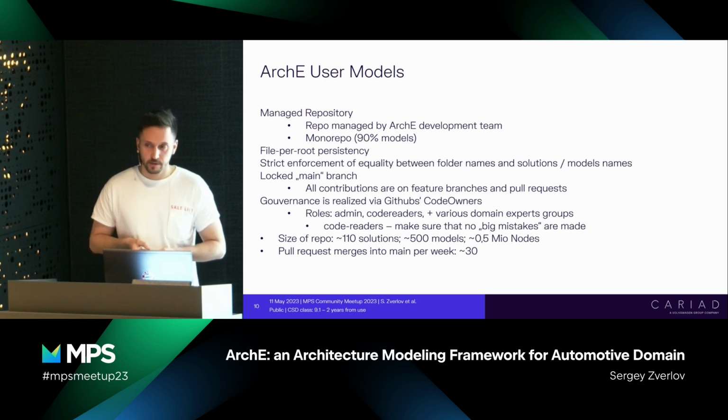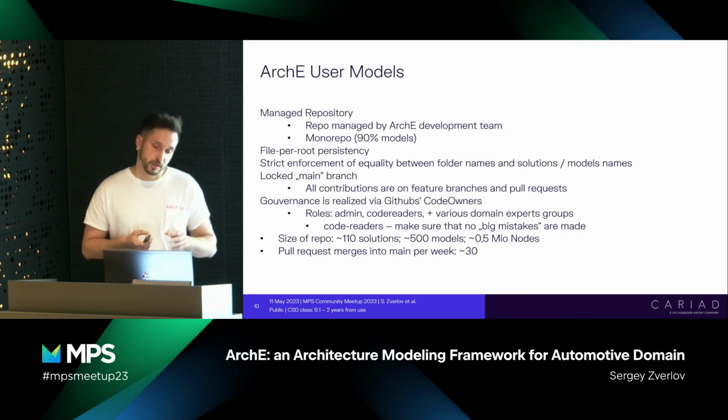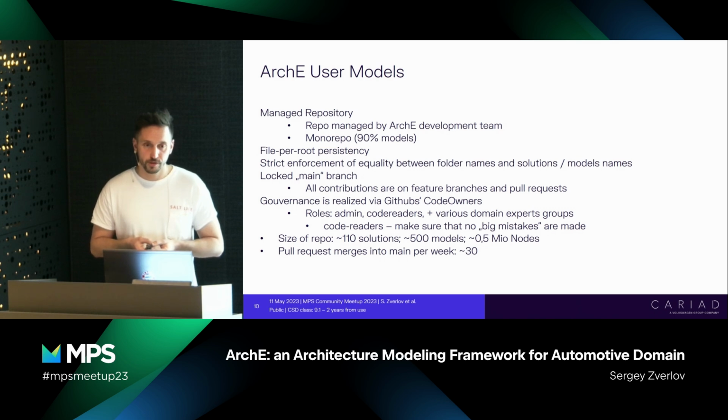When it comes to the size of the repository, we currently have more than 500,000 nodes in our main repo, which translates to roughly 500 models and 100 solutions. Each week, on a good week, we have roughly 30-ish merges into main. So as you can imagine, the content gets bigger every day.